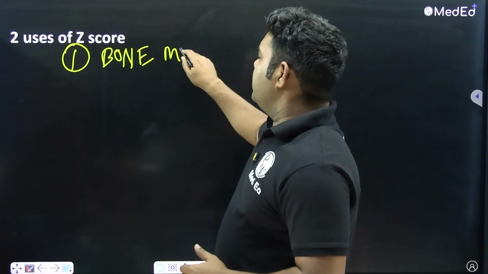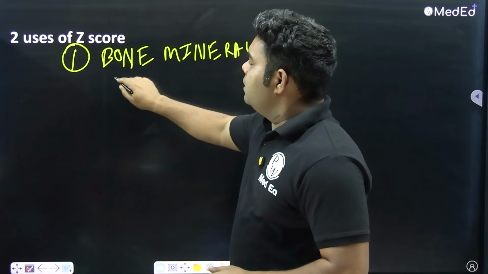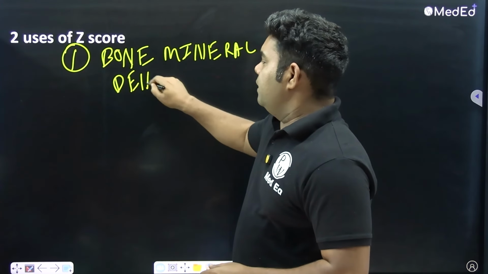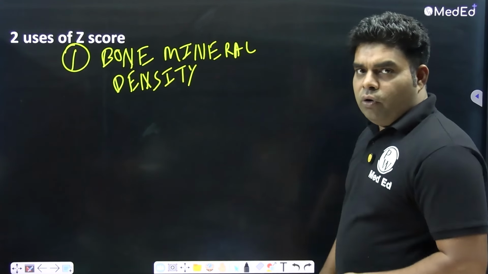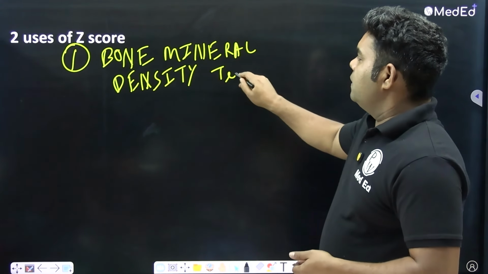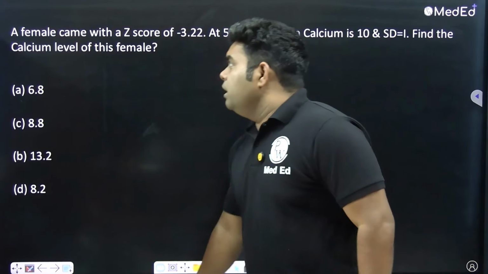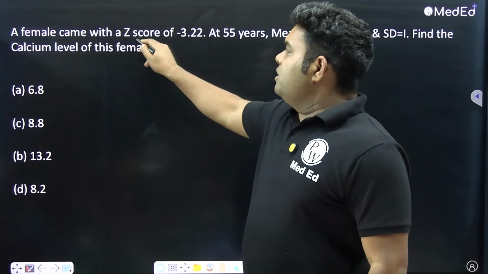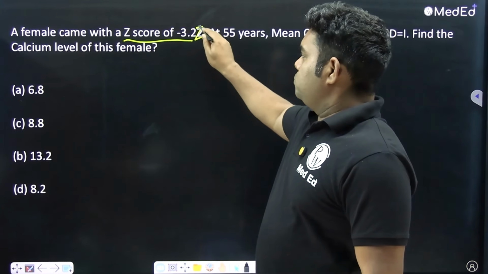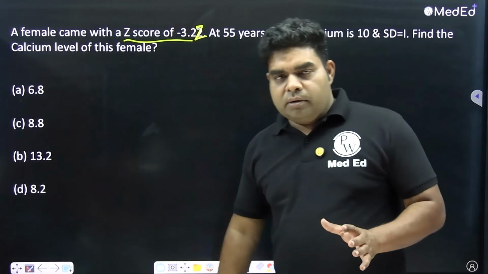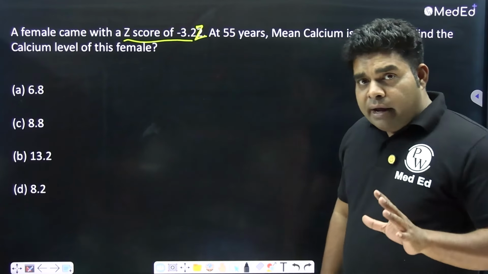Sometimes when you are sitting in ortho OPD and suppose a female came with an osteoarthritis complaint, then they can offer you a report of a bone mineral density test, and on that report, suppose you found that it is written Z score is minus 3.2 Z. This is written in the report. Minus 3.2 Z is the Z score of this patient.